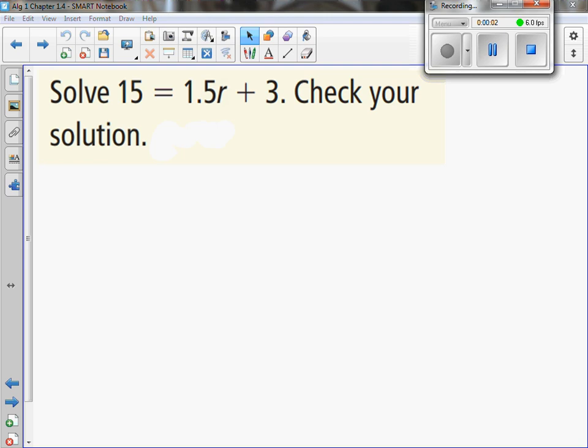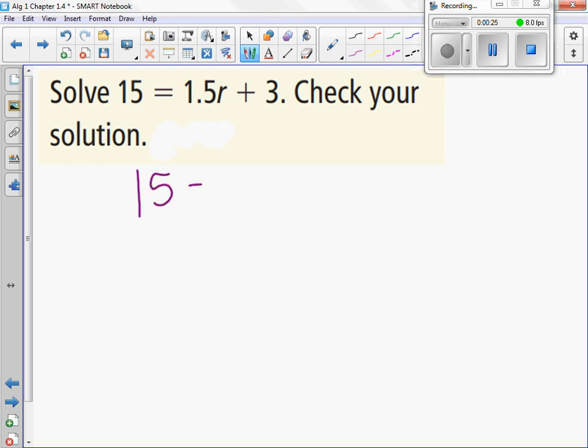So what we're doing here today and kind of continuing on is solving multi-step equations. And really all that means is that we're going to be required to do more than one step to solve them. Now, normally we do addition, subtraction first, and then multiplication, division. And our goal is to get the variable, whatever it is, by itself. So here, we're trying to solve for the value of r. We want to get r by itself.